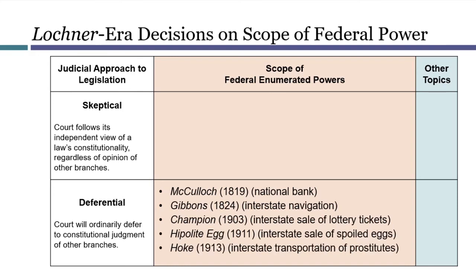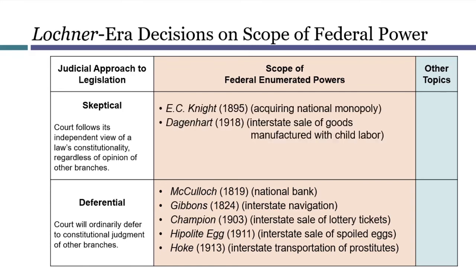Meanwhile, other kinds of economic regulation were found to be too far removed from enumerated powers, even when those regulations had effect across state lines. These included decisions involving monopolies that violated federal antitrust laws and interstate sale of goods that were manufactured with child labor. The results in cases like these raised the question, was the court shifting its basic approach to judicial review? Perhaps it was getting more skeptical across the board.